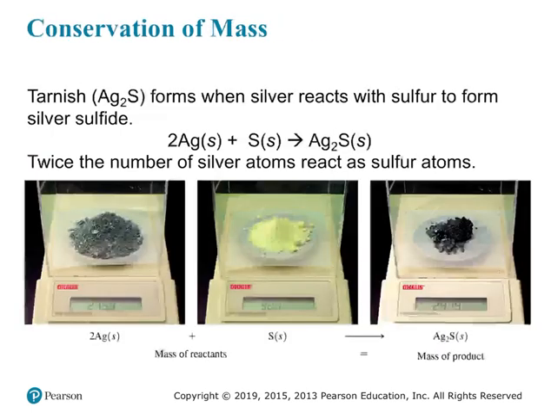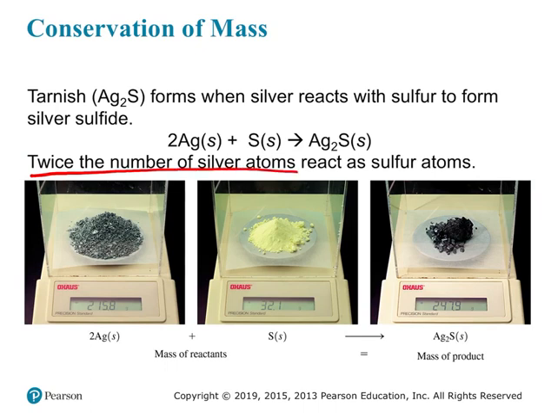In another example, let's say we have a reaction between silver and sulfur, and this is going to form silver sulfide. Now, when we balance this equation, we find that two atoms of silver react with one atom of sulfur to give one compound of silver sulfide. So, twice the number of silver atoms react as sulfur atoms.